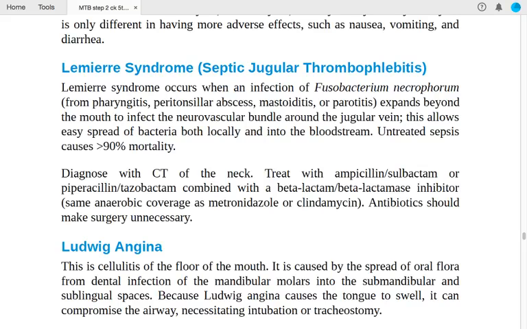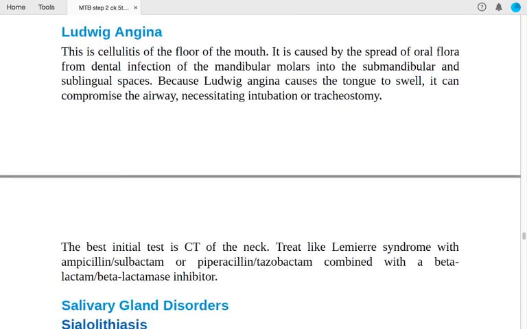Now we're coming towards Ludwig angina. This is the cellulitis of the floor of the mouth. We can say this is Ludwig angina. It is caused by the spread of oral flora from dental infection of the mandibular molars into the submandibular and sublingual spaces. So because of the dental infection, we'll see this spread of oral flora, especially from mandibular molars into the submandibular and sublingual spaces.